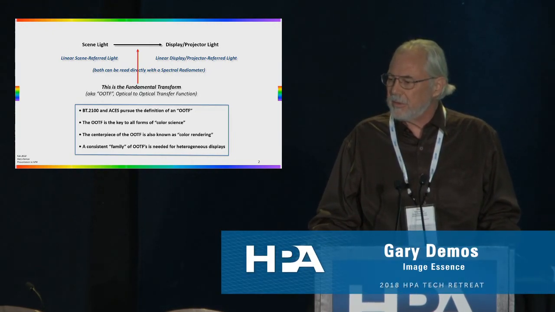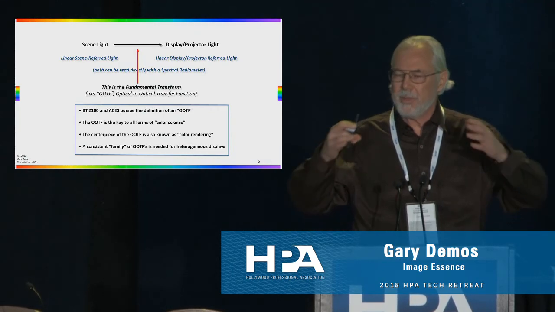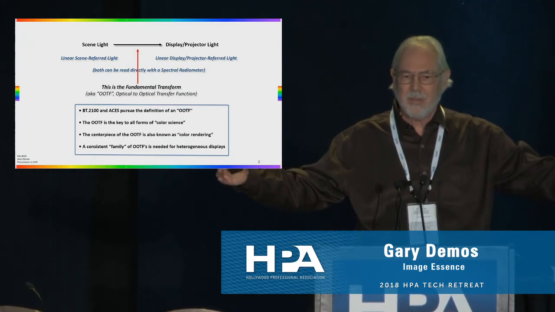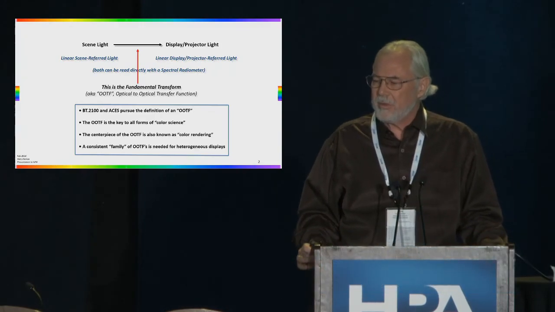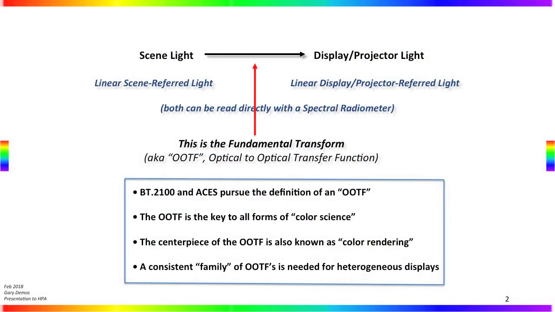BT 2100 and ACES pursue basically the definition of light in and something coming out the other end. It's OOTF, optical to optical, is really the key to all forms of color science. And you could call the centerpiece of that color rendering. That's just a terminology, but it is common.